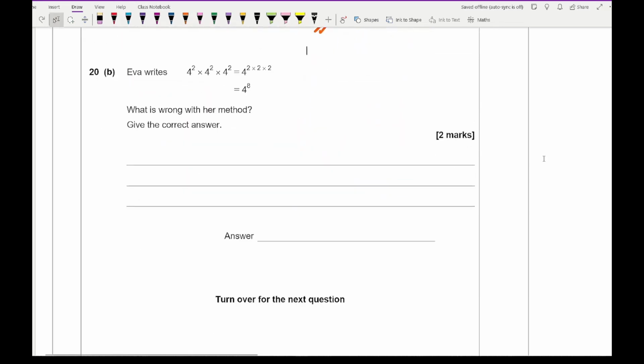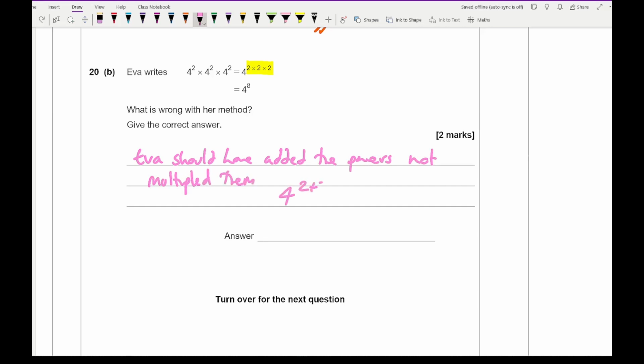For 20b, it says Ethan writes 4 squared times 4 squared times 4 squared equals 2 to the power of 2 times 2 times 2. What is wrong with their method? Give the correct answer. Well, here, using the rules of indices, when we're multiplying, we add the powers. So Ethan should have added the powers, not multiplied them. So what it should be is 4 to the power of 2 plus 2 plus 2, which is 4 to the power of 6.